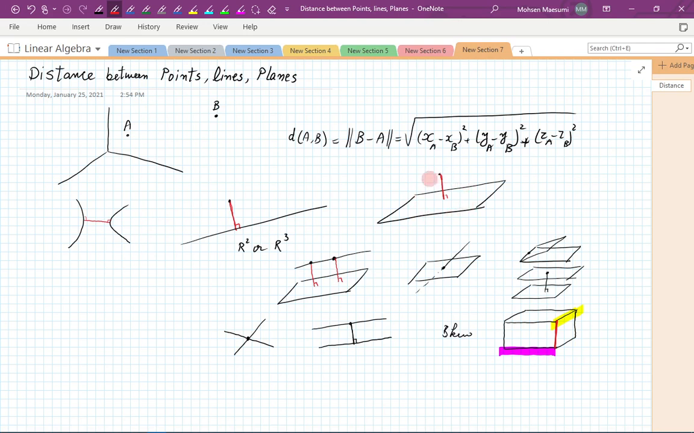Distance of a point from a plane. Distance of a point from a line in R2 will be almost identical to that. Distance of a point from a line in R3. Well, that's going to be a bit different from the way it is in R2, so we're going to do that.